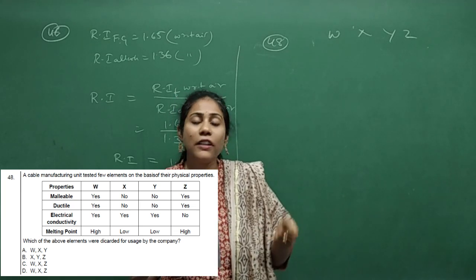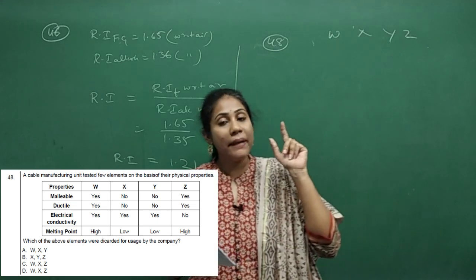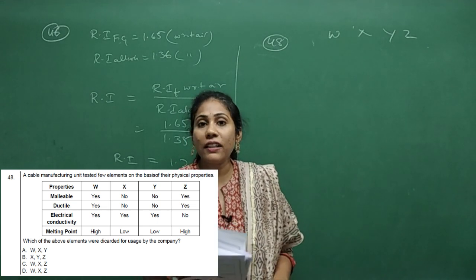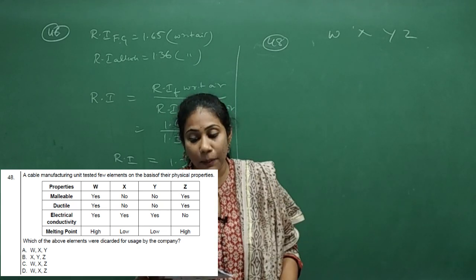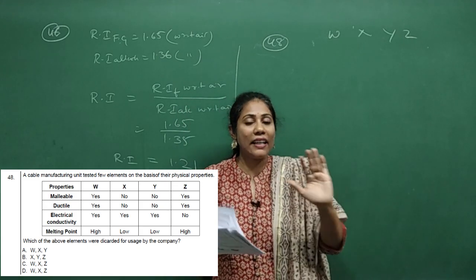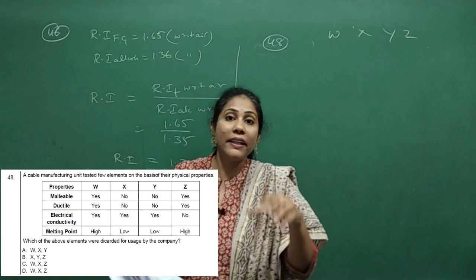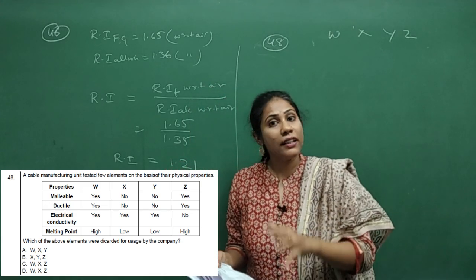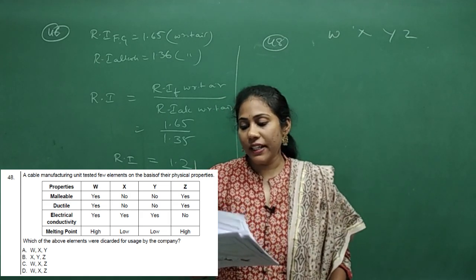If we have to use it for electrical purposes, the metal must be a good conductor of electricity, it must have malleability, it must have ductility, and it must have a high melting point, right? So these are the characteristics we should keep in mind and then select a suitable metal for the cable manufacturing unit. Let's check it out.